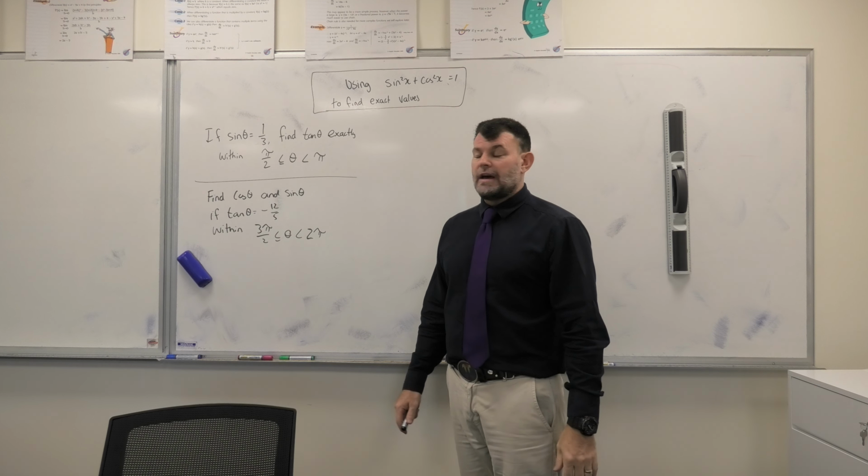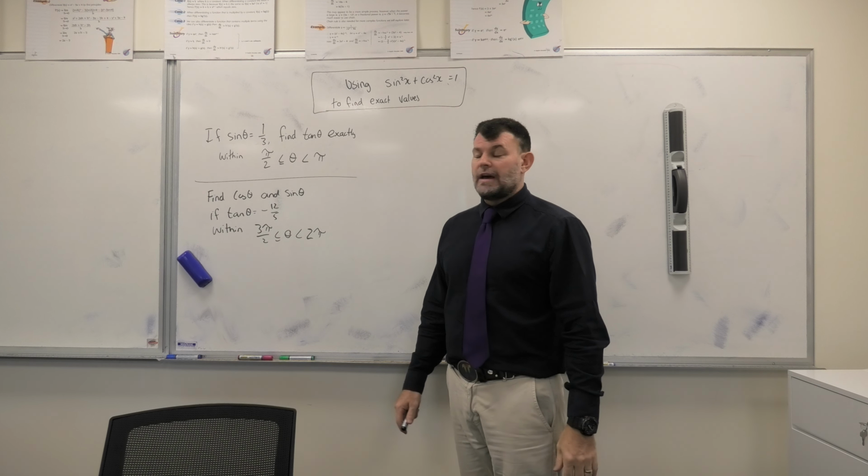If sine theta equals 1/3, find tan theta exactly within the range of pi on 2 and pi. So, let's bring in our information again. We've got sine squared theta plus cos squared theta is equal to 1. I know that sine theta is equal to 1/3, so (1/3) squared plus cos squared theta is equal to 1.